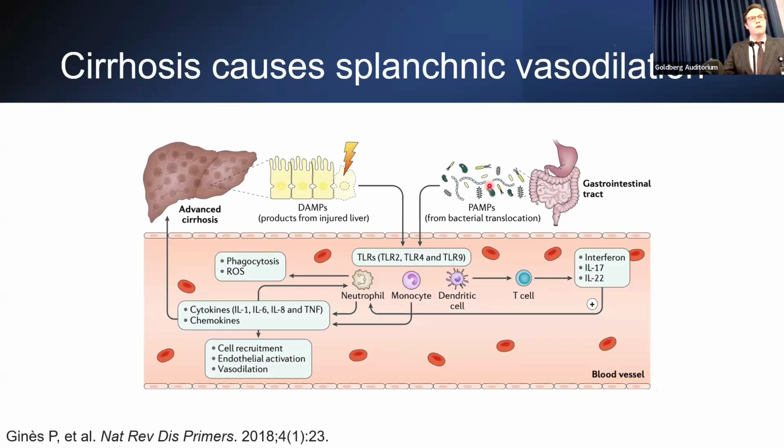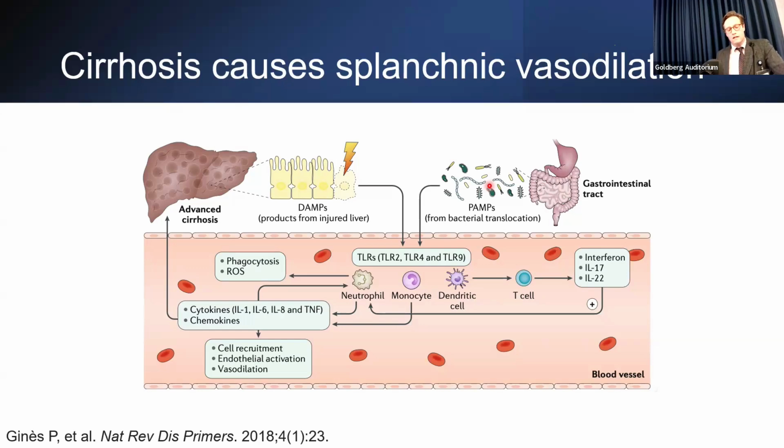The shear stress from the high resistance within the liver leads to cell injury. That leads to the release of damage-associated molecular patterns. Also, due to the changes in enteric blood flow, that can lead to bacterial translocation from the gut into the bloodstream and ascites, leading to the release of pathogen-associated molecular patterns.